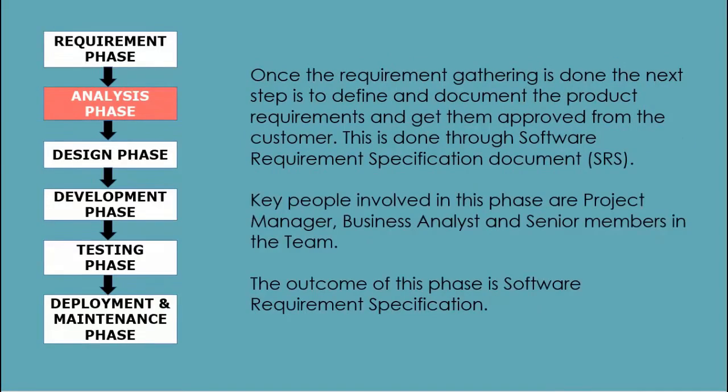Analysis phase. Once the requirement gathering and analysis is done, the next step is to define and document the product requirements and get them approved from the customer. This is done through Software Requirement Specification document. SRS consists of all the product requirements to be designed and developed during the project lifecycle. Key people involved in this phase are project manager, business analyst, and senior members in the team. The outcome of this phase is Software Requirement Specification.